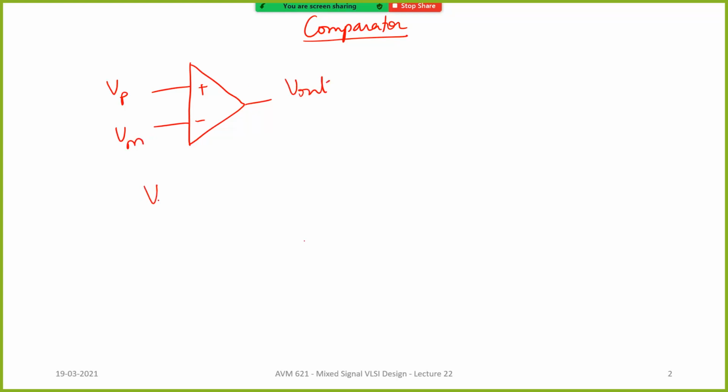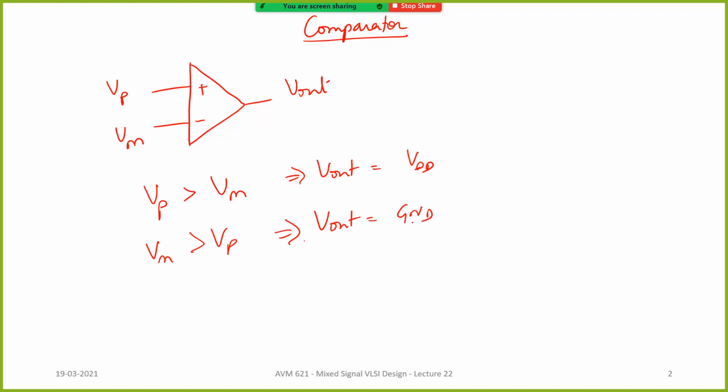Any idea? Can you give some suggestions? So we know what a comparator is, the basics of a comparator. Let's say this is VP, VM, and Vout. If VP is greater than VM, you have a Vout of VDD, and if VM is greater than VP, you will have Vout equal to ground, right? And let's say this also is going to be a clocked comparator. So how do you think we can implement a comparator?